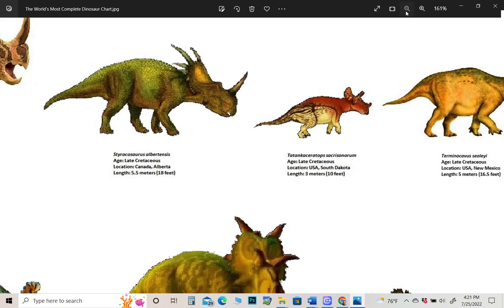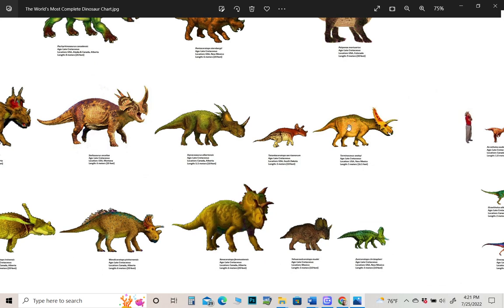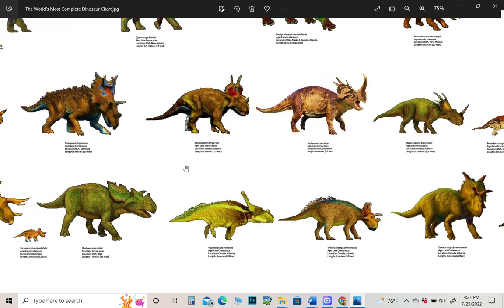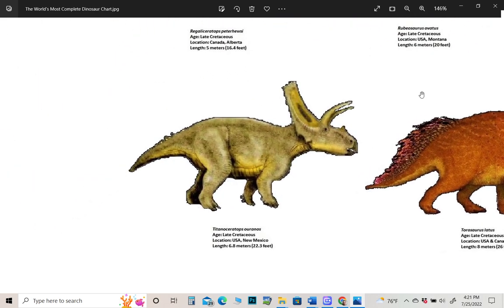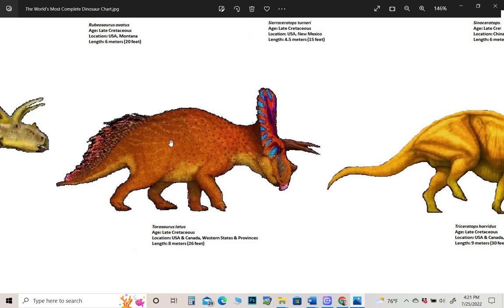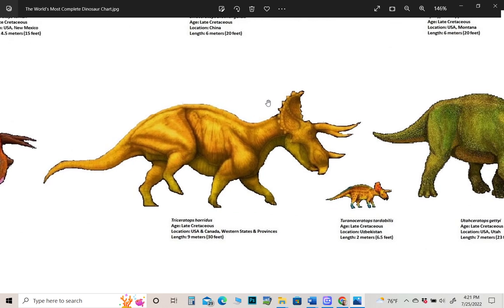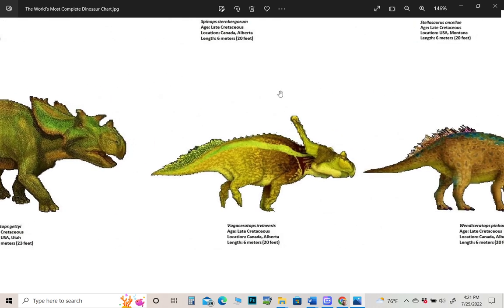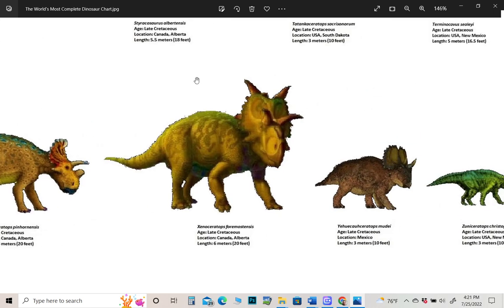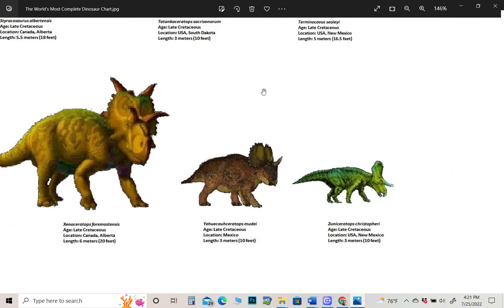Terminocavus. I think that was made into an official genus as of last year. I think it used to be an unofficial one, but it's official now. Titanoceratops, Taurosaurus. There's a skeleton of this in the Milwaukee Public Museum if you guys ever want to come and visit. Triceratops, the all-time famous archetypal marginocephalian and ceratopsian. Tyrannoceratops, Utahceratops, Vegaceratops, Windyceratops, Xenoceratops, Zuniceratops.